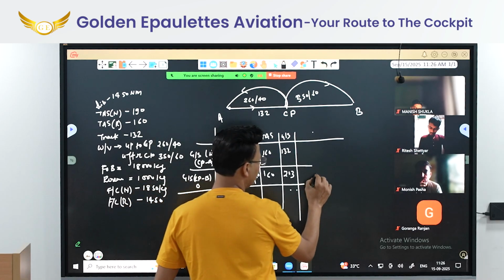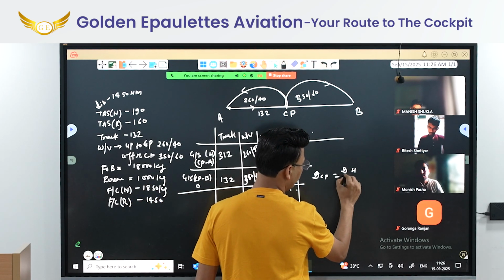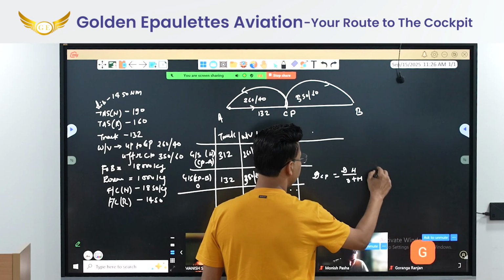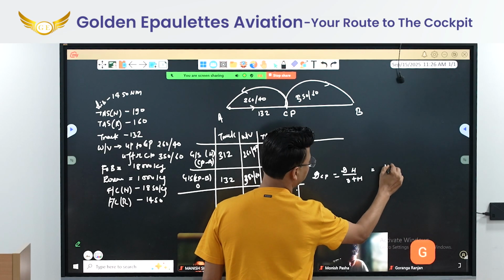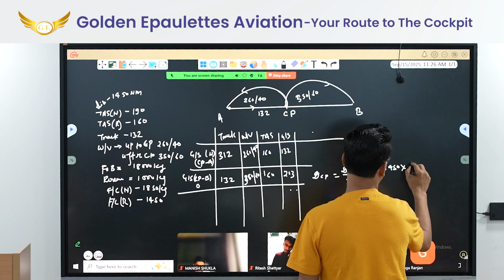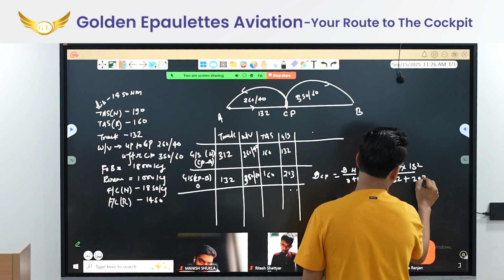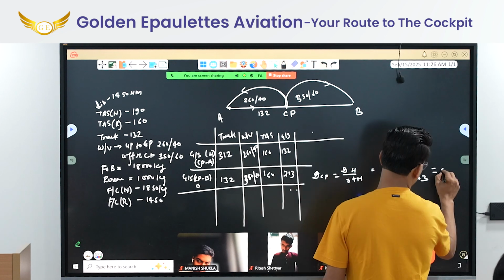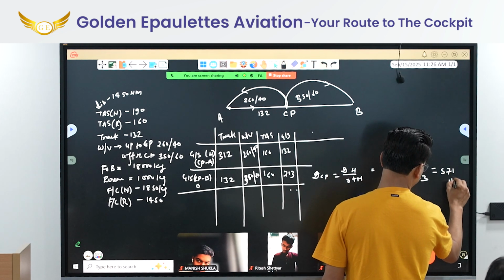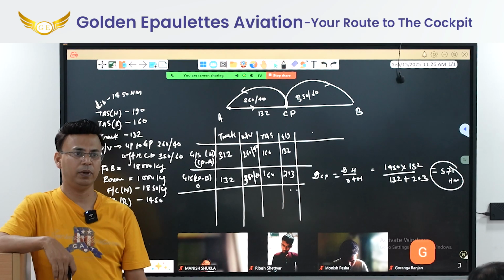Now we got everything. Distance DCP is equal to D times H upon O plus H. D is given as per question, 1450. H is home, which is 132, upon O plus H, 132 plus 203. This gives you a distance of 571 nautical miles. So my CP is lying at 571 nautical miles.